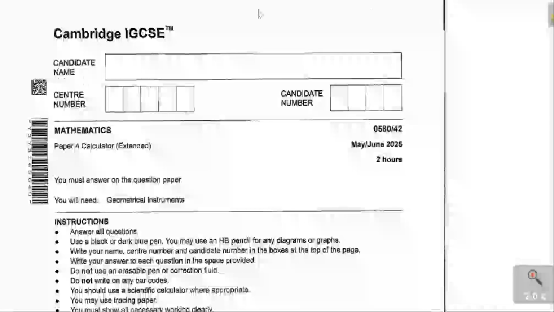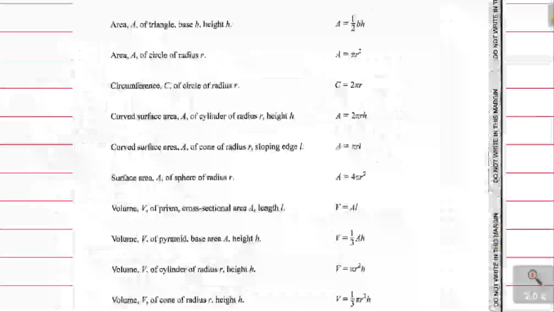Let's start question number 1. A quadrilateral has these properties. The diagonals are the only lines of symmetry. It has rotational symmetry of order 2. Write down the mathematical name of this quadrilateral.